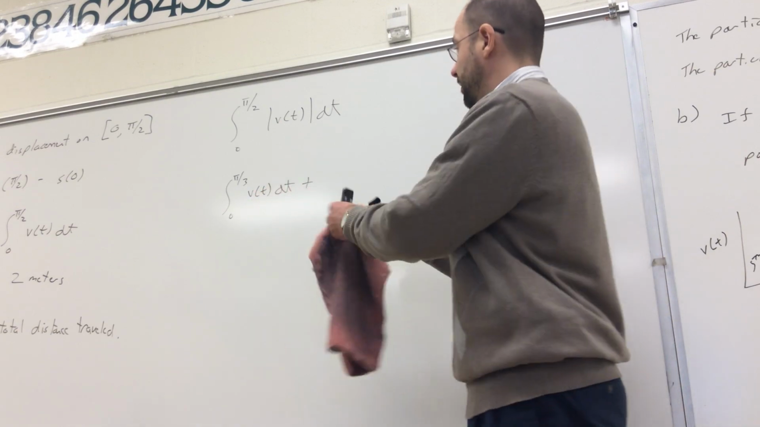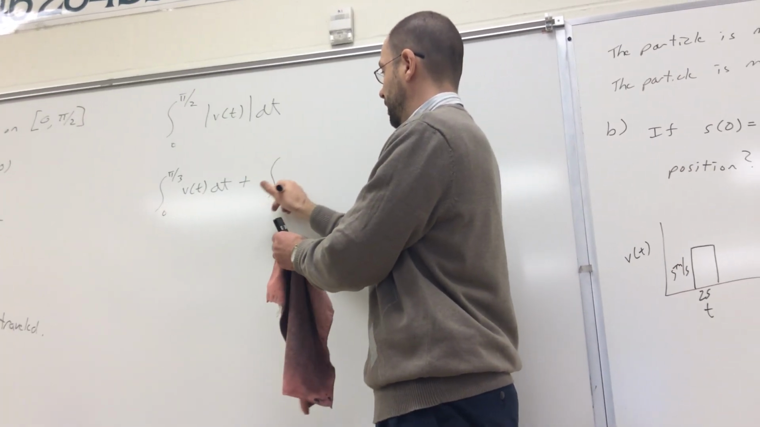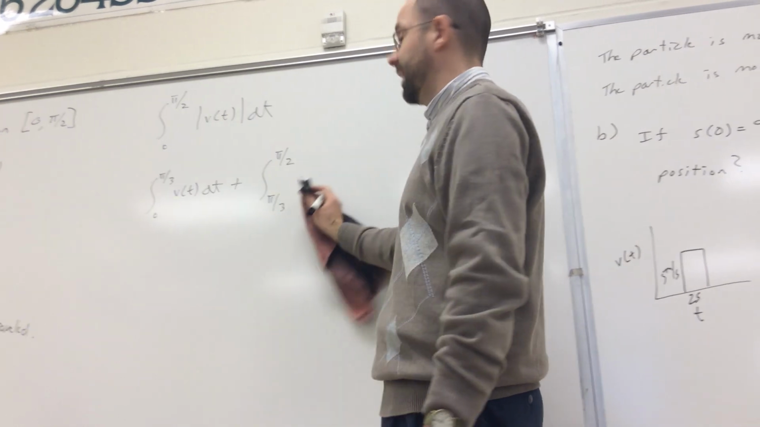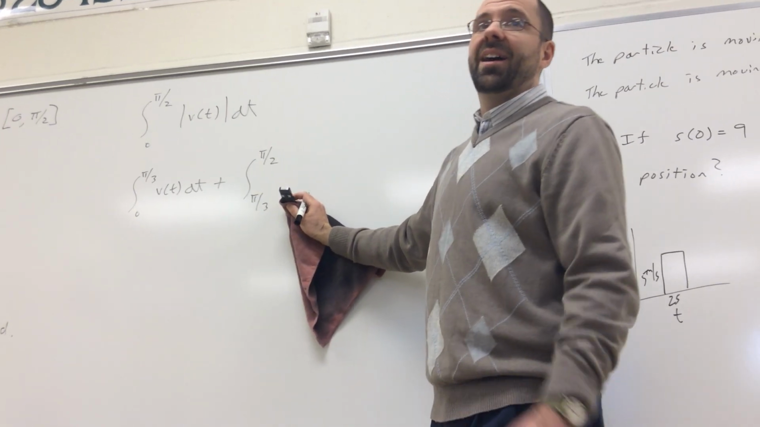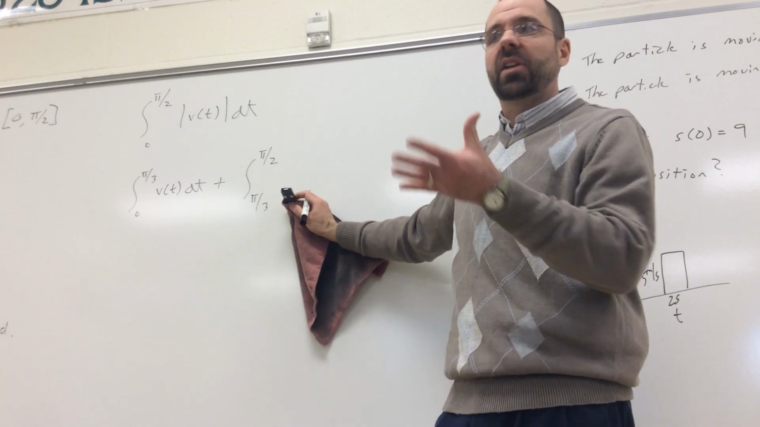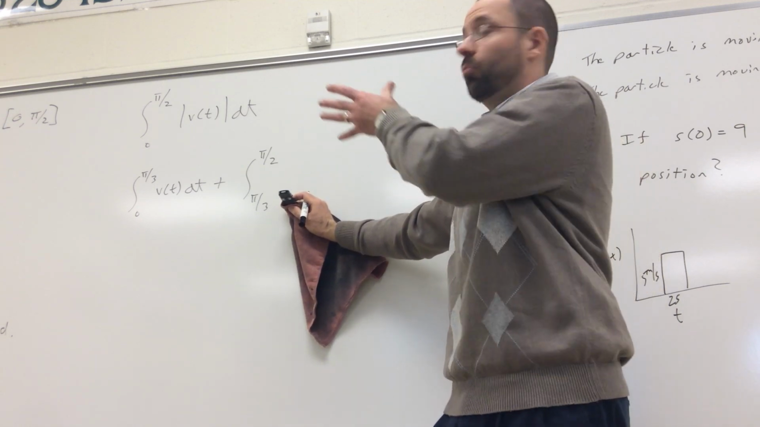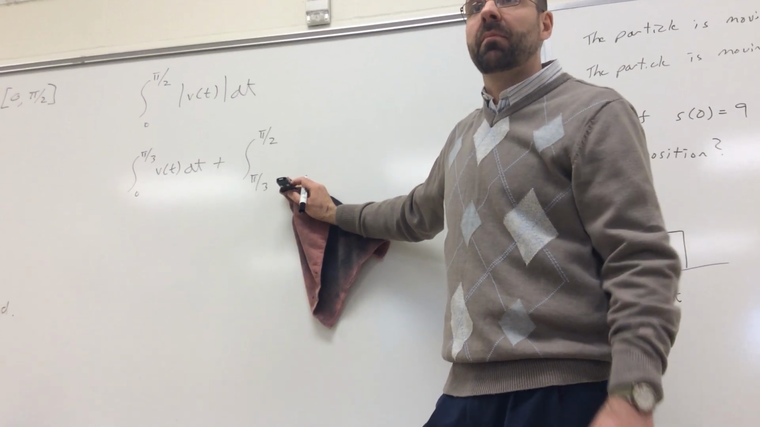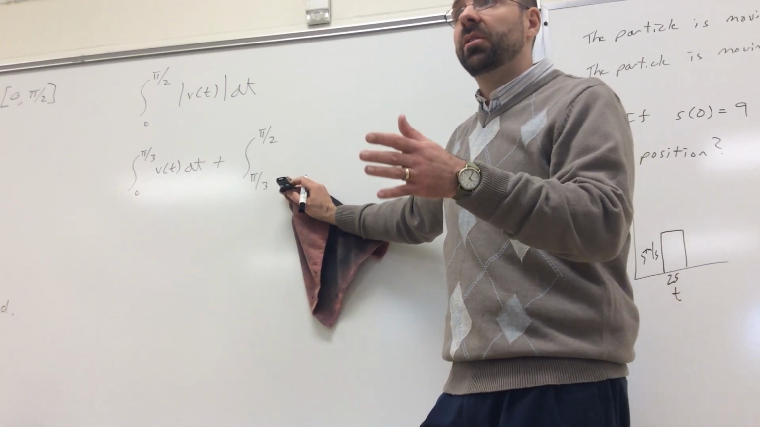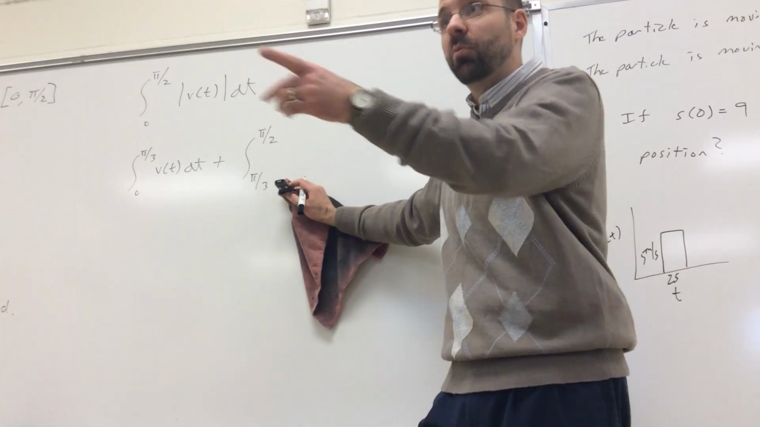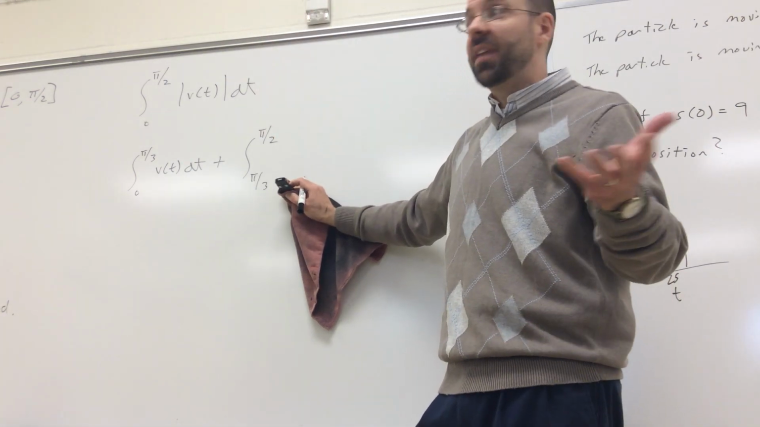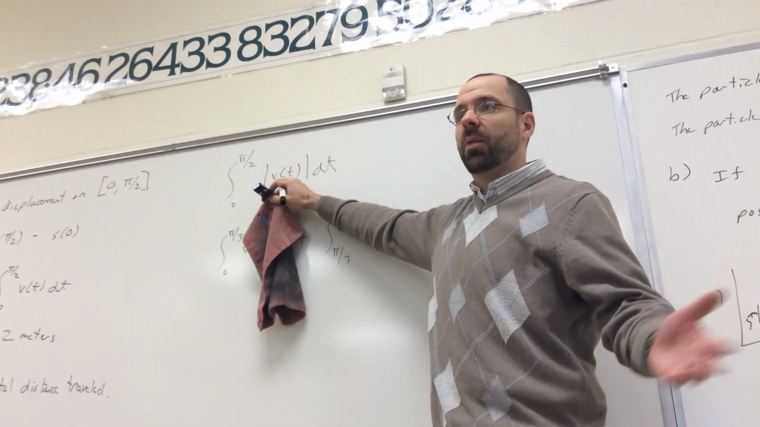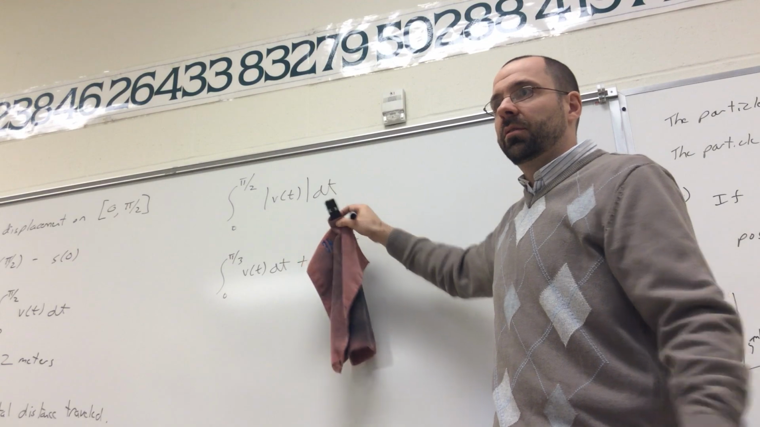Okay, but then from pi over 3 to pi over 2, it's a little trickier. Because from pi over 3 to pi over 2, the velocity is negative. And I don't know how to take the antiderivative of an absolute value. So I need to somehow get rid of those absolute values. But I can't just drop them. What I need is something that'll take a negative number and make it positive. So what'll do that, Dan? If I multiply that negative number by -1, it'll transform it to a positive number just like absolute value would.